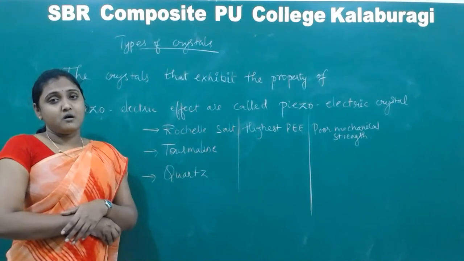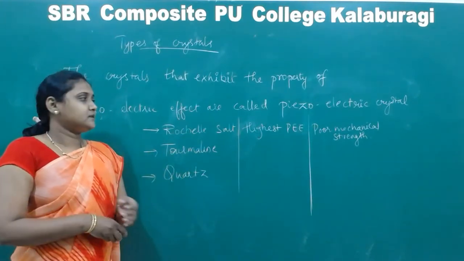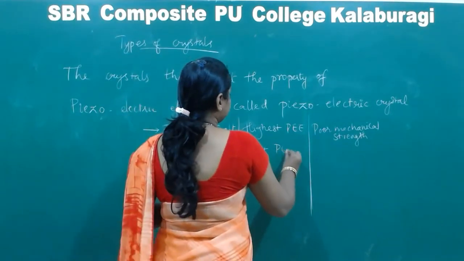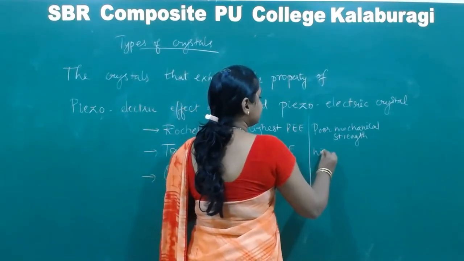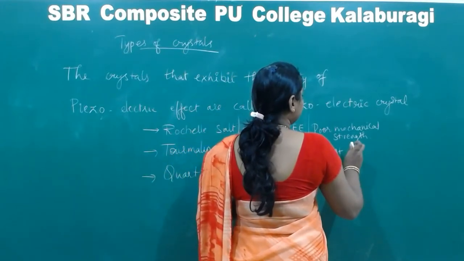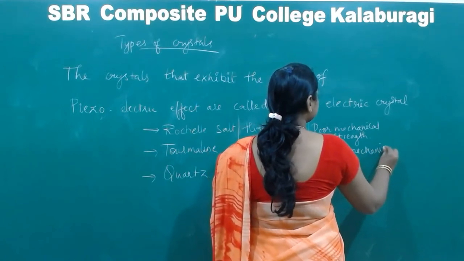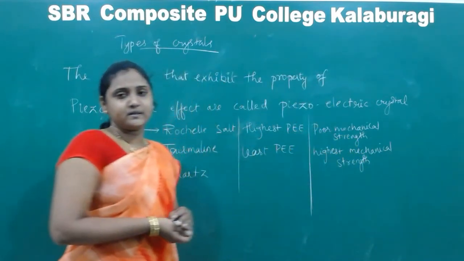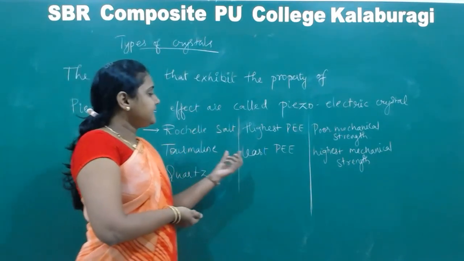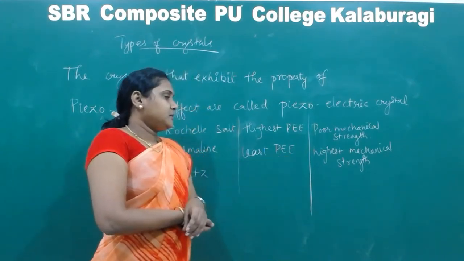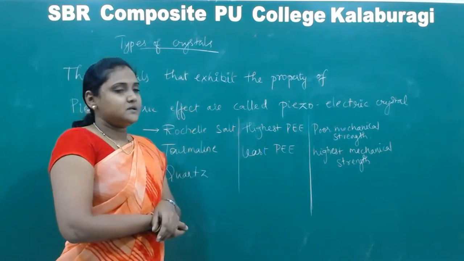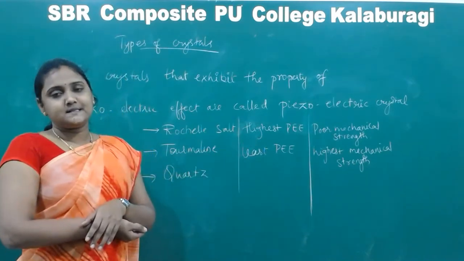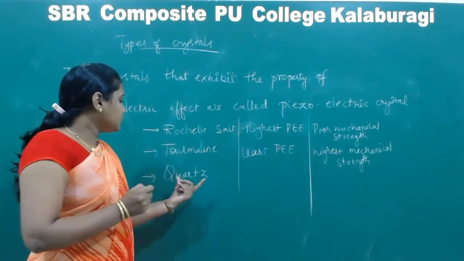That means it is the most stable of all these three. Next, tourmaline is the least of the three in piezoelectric effect, but it has the highest mechanical strength. It is giving you the least piezoelectric effect but the highest mechanical strength. So it is suitable for designing any type of crystal, but it is going to give less stability compared to the others. That's why they use quartz.